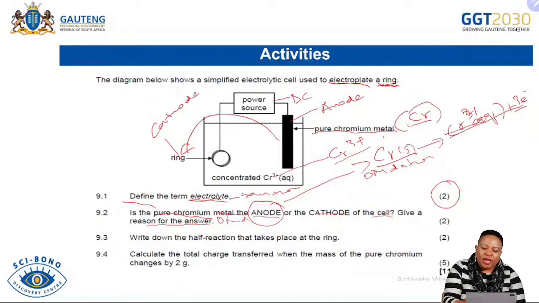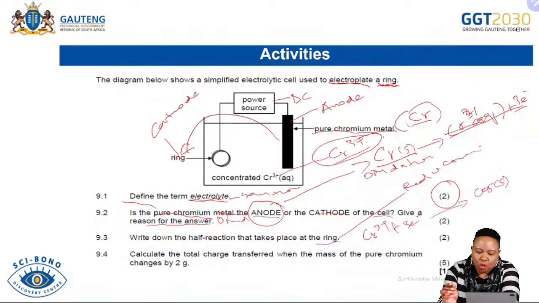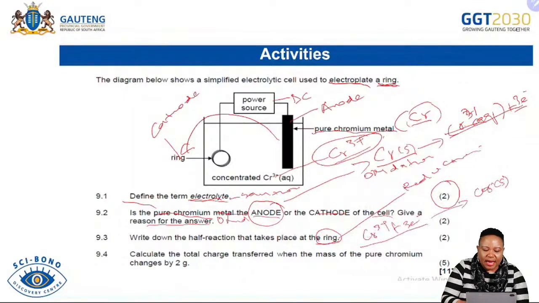So the process that will occur at the ring, we expect it to be what? To be reduction. So we'll expect the chromium 3+ ions to gain electrons and coat our ring. So we'll expect Cr3+ undergoing a reduction reaction and forming what? Chromium solid. So obviously the metal chromium will be formed on top of our ring. Therefore, that is why we are saying at the ring half cell we are going to have our reduction reaction.